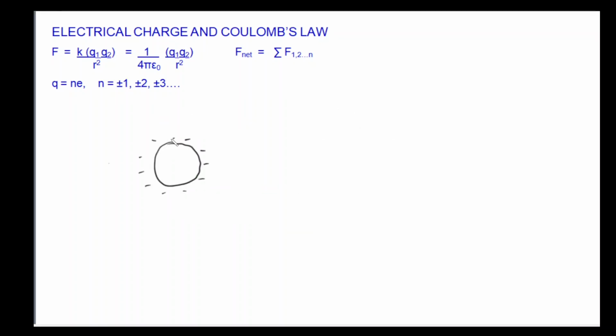Now let's look at a conducting solid, say a copper sphere. In such a solid, electrons can move freely. These are the conduction electrons. They can leave behind positive ions. These ions don't move, it is the electrons that move.